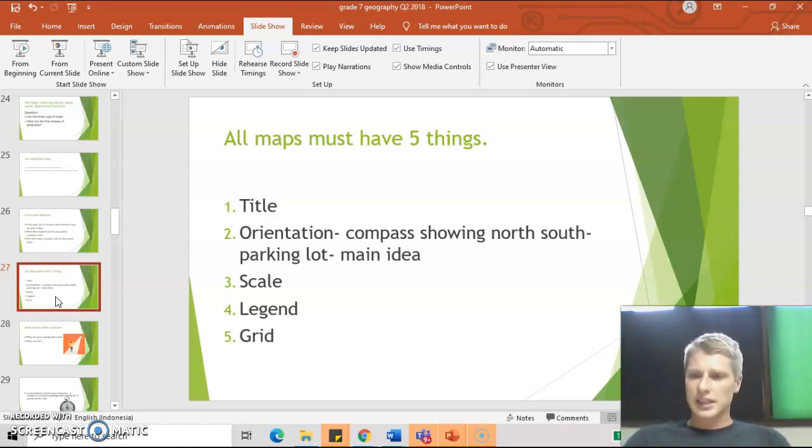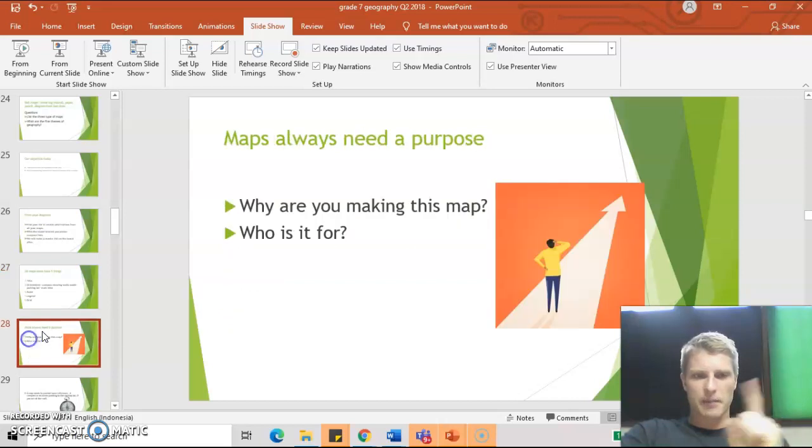The next thing is a legend. We'll go through this a little bit more, but I think I'm just going to go through this later. So grid, it's your longitude and latitude. It gives you orientation. We'll get there. Make sure you have these things written down and you know them because you will be tested on them.